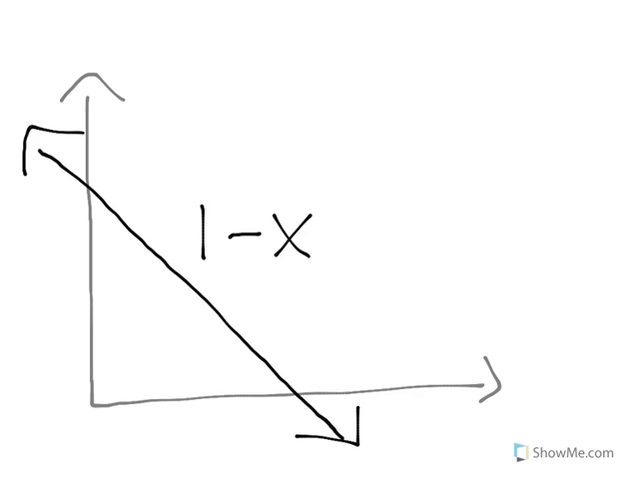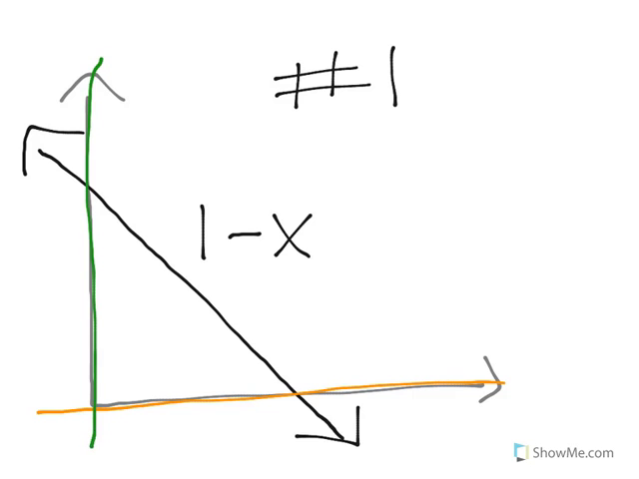So let's take a look at this, for example. This will be example number 1. We're going to use three functions in this case: the x-axis, the y-axis, and a linear function, which is 1 minus x right here.